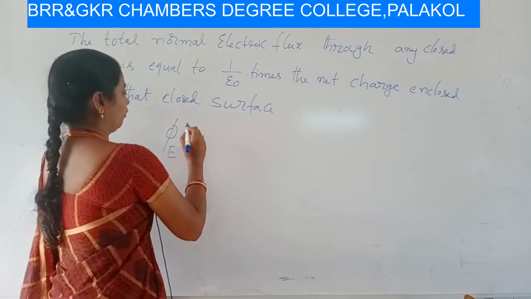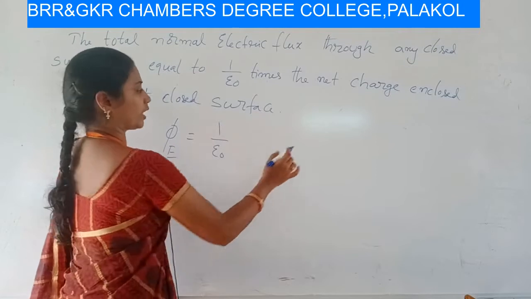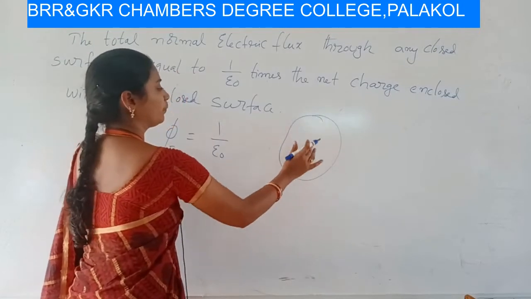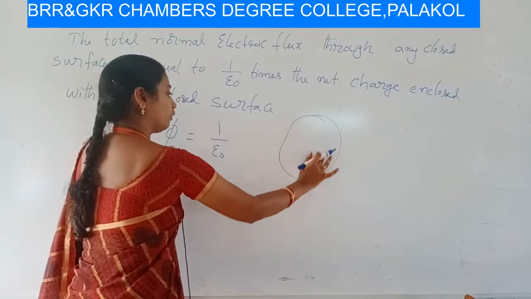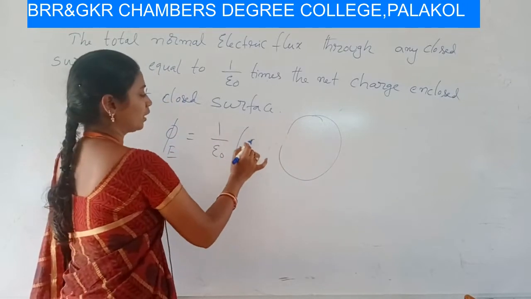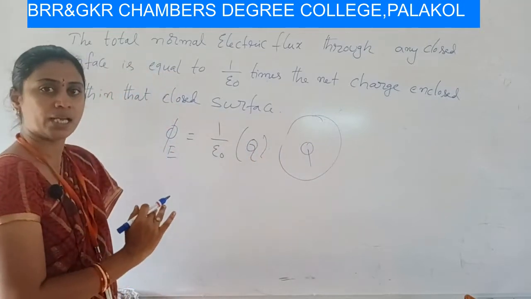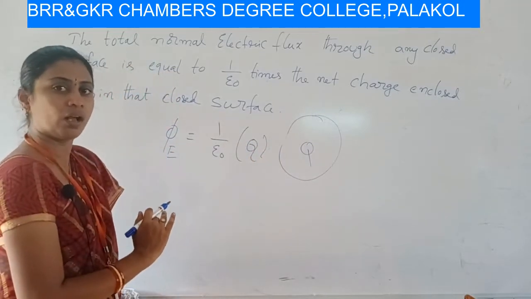Then phi E is equivalent to 1 by epsilon naught times the charge enclosed. If we take a closed surface, then the total flux in this closed surface is equivalent to 1 by epsilon naught times the charge enclosed within the closed surface. This is simply the statement for Gauss law.